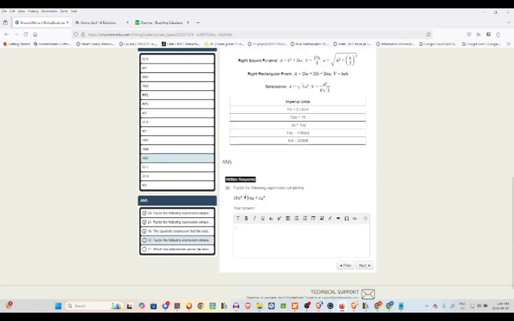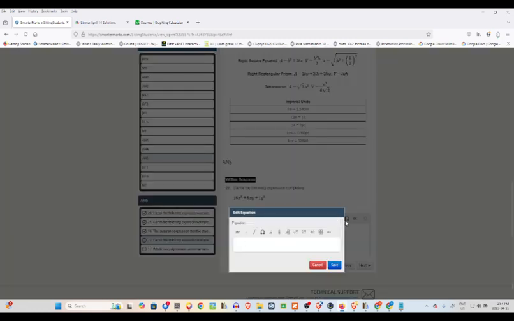Factor this completely. This is the product of perfect squares. The square root of 16 is 4. Square root of 1 is 1. 4 times 1 and then double it for the cross term gives us 8. So this is 4x plus y, and we square the whole thing.